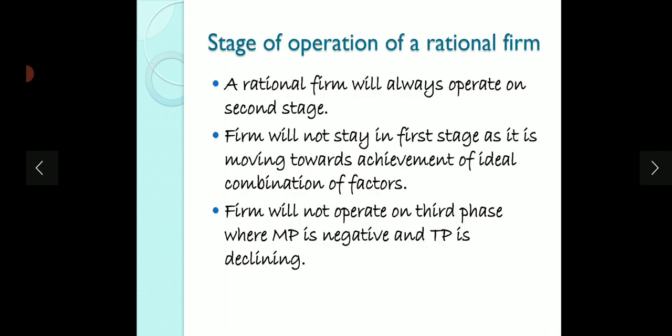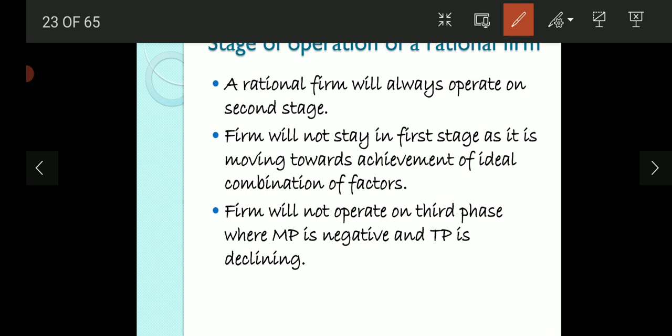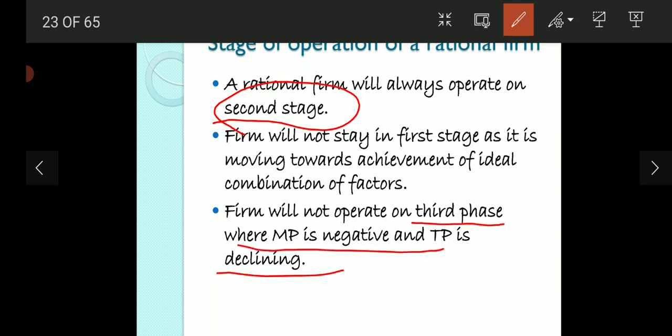Moving on, we have which stage of operation the firm would like to operate in. Whether the firm wants to operate in stage 1, stage 2 or stage 3. So keep this in mind. A rational firm will always operate in the second stage. Now what is the reason? First of all, the firm will not operate in the third stage because in the third stage we are getting negative returns, the returns are falling. No firm would like to operate there.